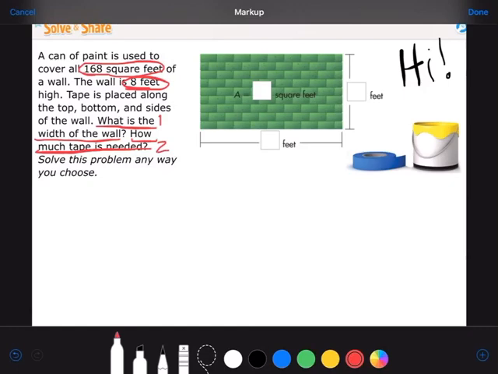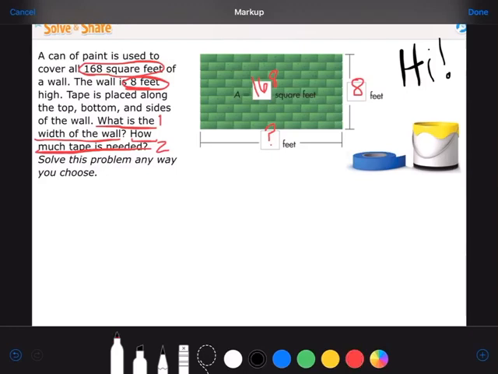I know that the can of paint is used to cover all 168 square feet, and when we cover an area, that is the area, 168 square feet. The wall is 8 feet high, so I'm going to come on the side, and I'm going to make it 8 feet high. We don't know the width of the wall yet. That's what we're actually trying to figure out in our first question.